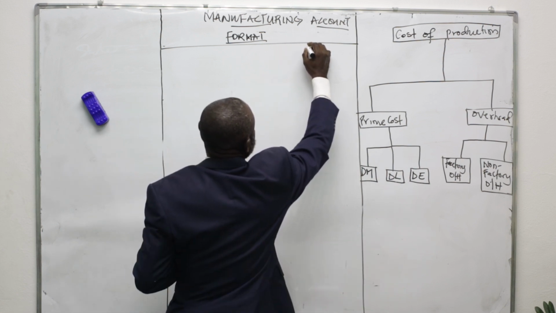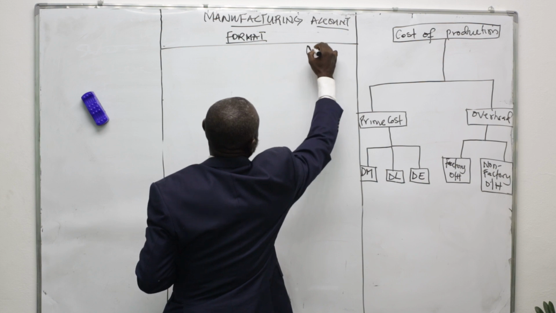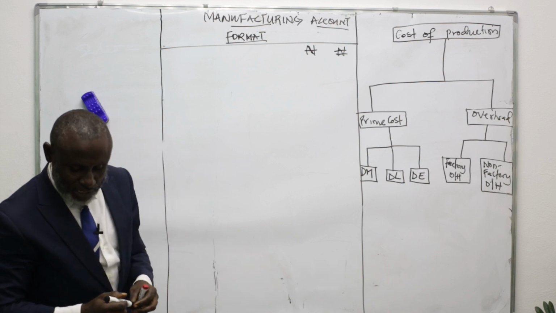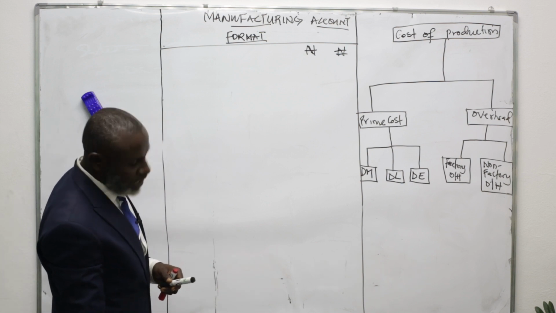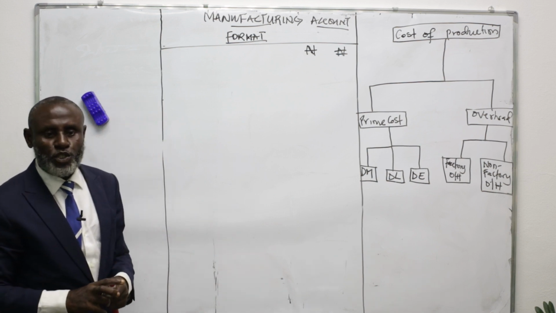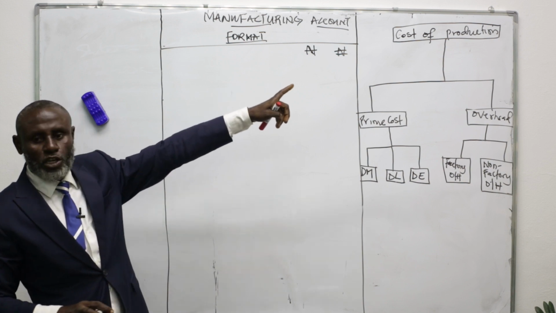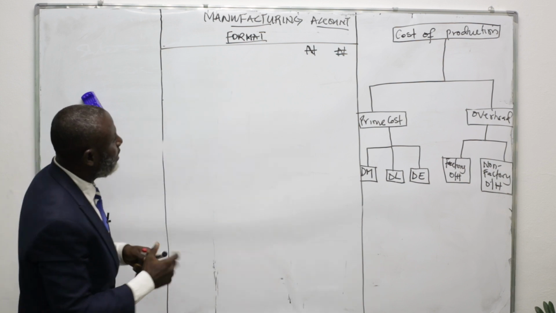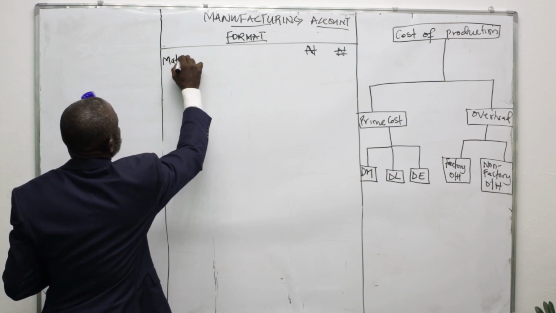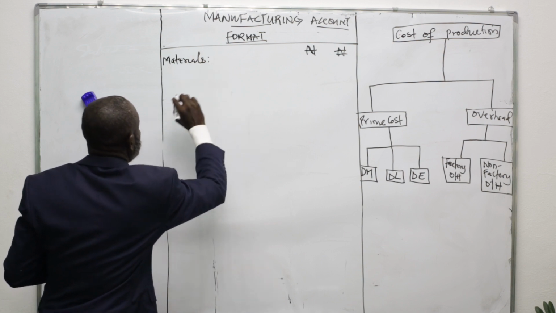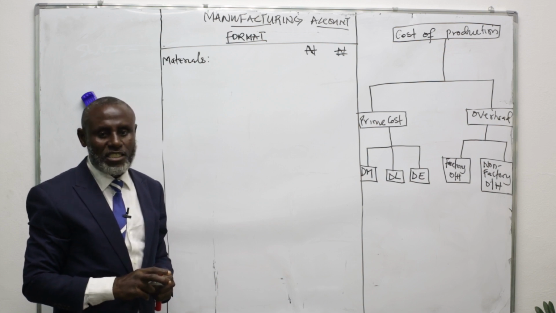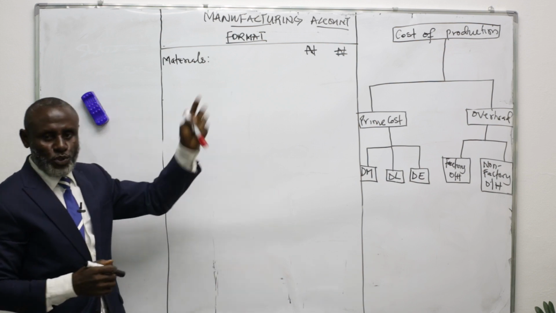So we're going to look at a format. Okay, let's take our Naira sign, which is our reporting currency. Of course, you know it's important to always state your reporting currency, which in this case is Naira sign. So we're going to start our computation towards the determination of cost of production from direct material. So first and foremost, I will put material. And then, of course, with your basic knowledge of the conventional trading profit and loss account, you should be able to understand this computation easily.